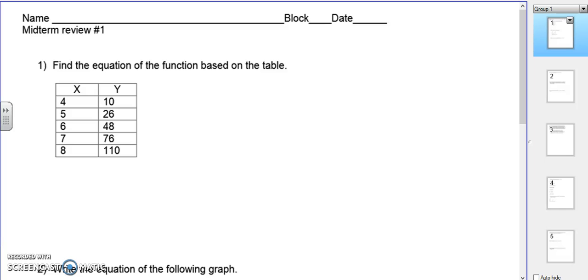Okay, students, this is midterm review number 1. I'm going to go through the review for the midterm, and then remember, you can always pause or fast forward to whatever questions you need help with. So looking at the first question, we're looking for the equation based on the table.